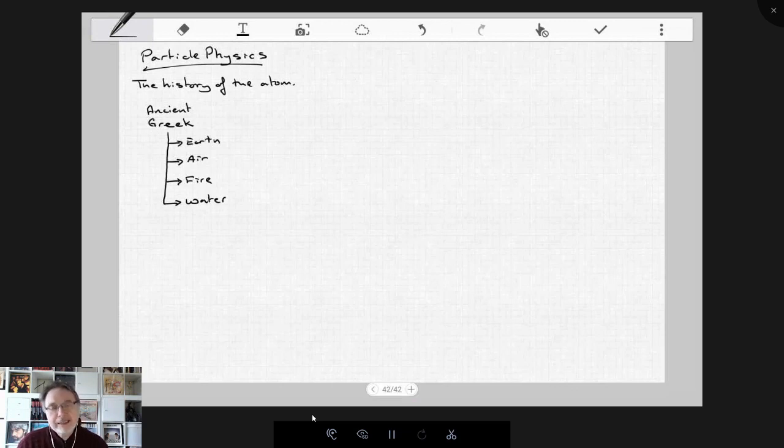Now, this idea lasted for about 2,500 years. And the idea was that there are basic building blocks for matter, for everything around us. And those basic building blocks determine the properties of the big thing. And we still have that idea today.